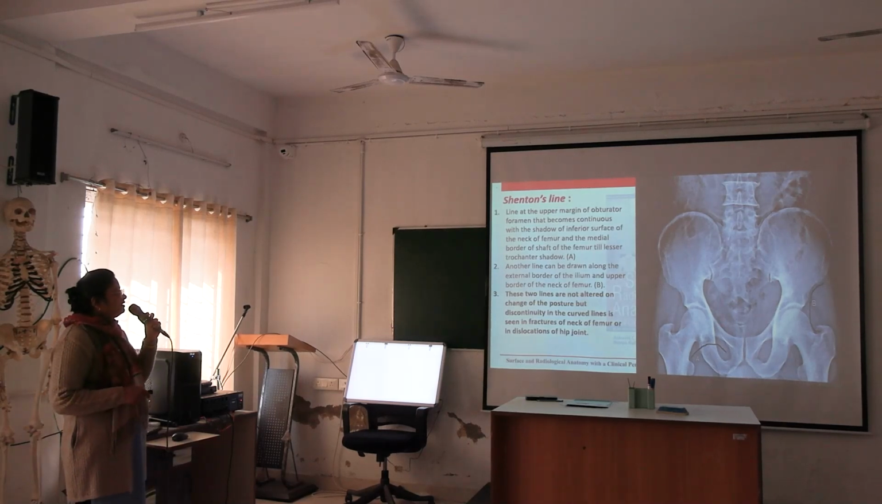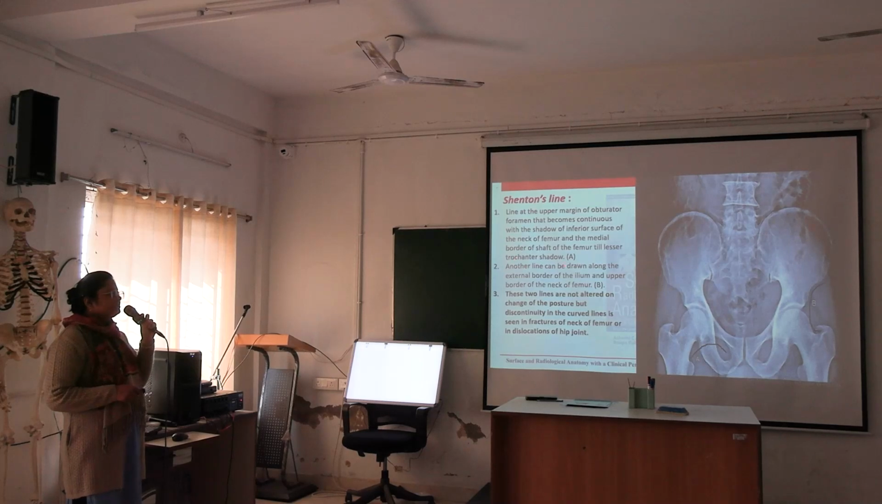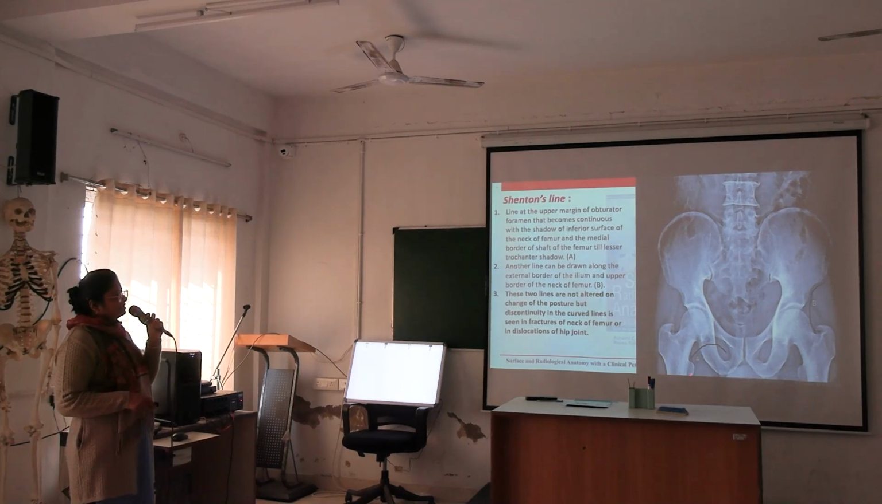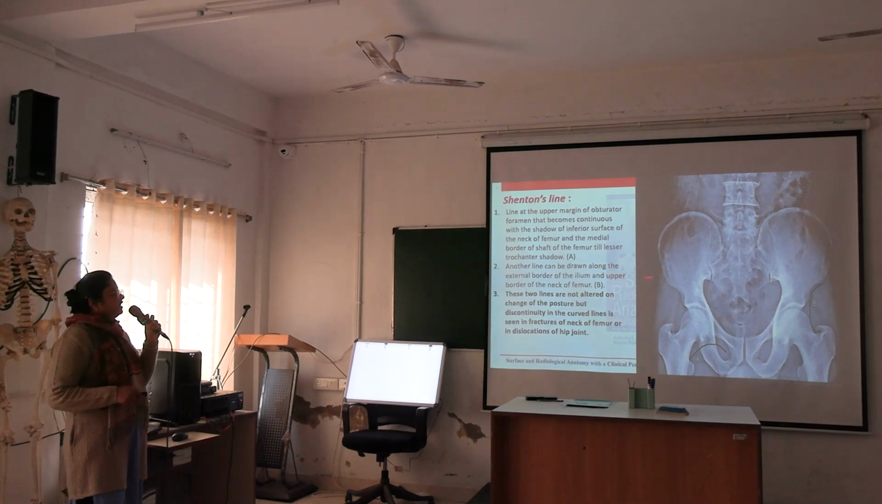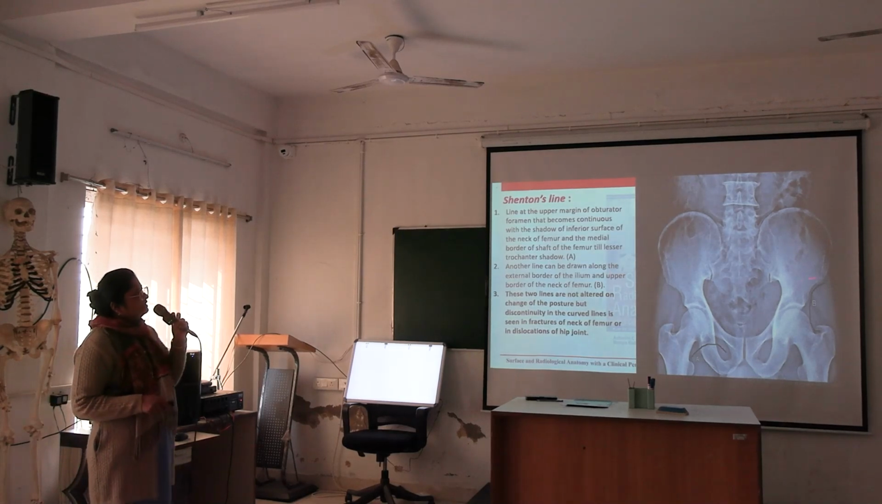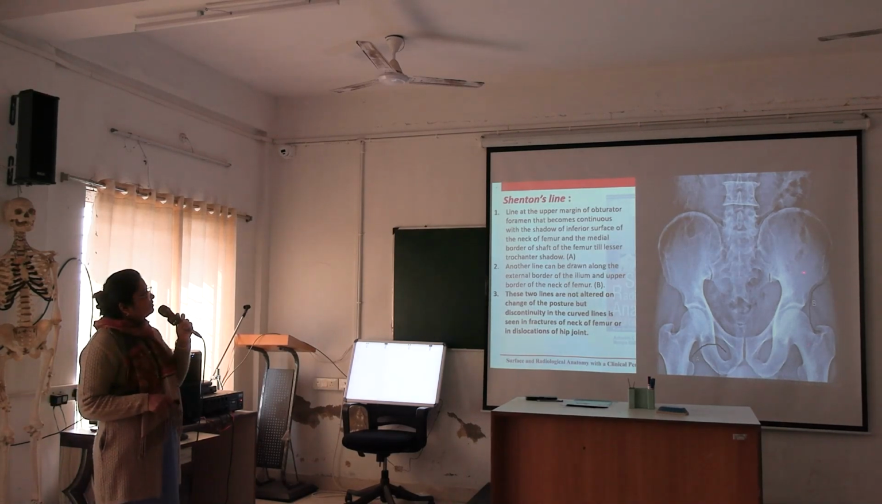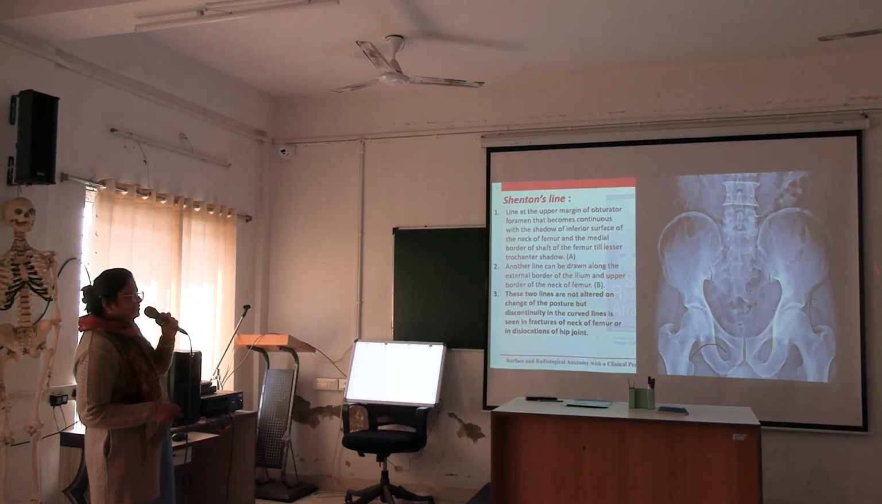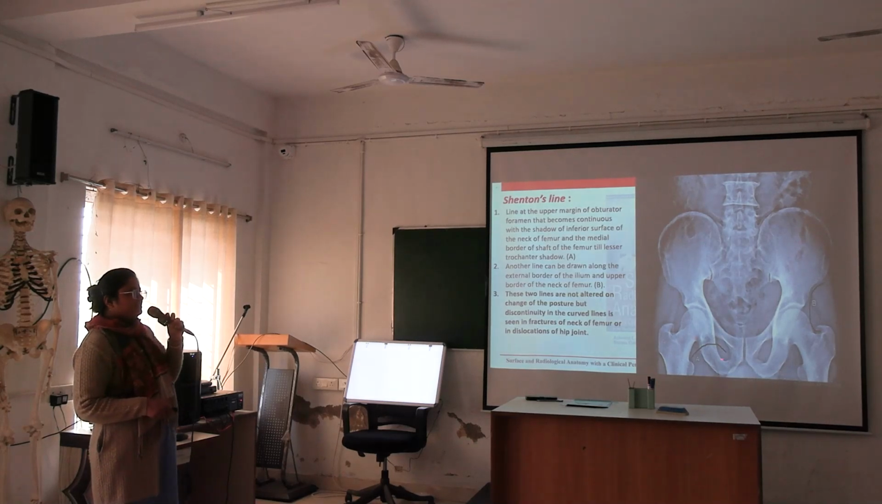And the medial border of the shaft of femur till the lesser trochanter shadow. This is lesser trochanter. Another line can be drawn along the external border of the ilium. Here, along the external border of the ilium, another line can be drawn, and the upper border of the neck of the femur. Upper border of neck of femur and external border of the ilium. This is not Shenton's line. This line is known as Shenton's line.